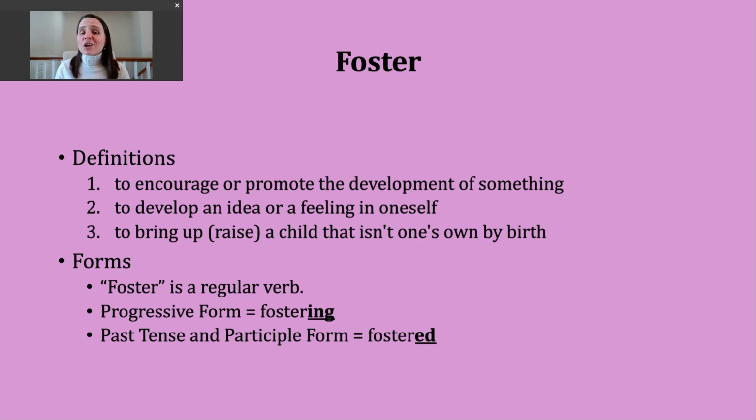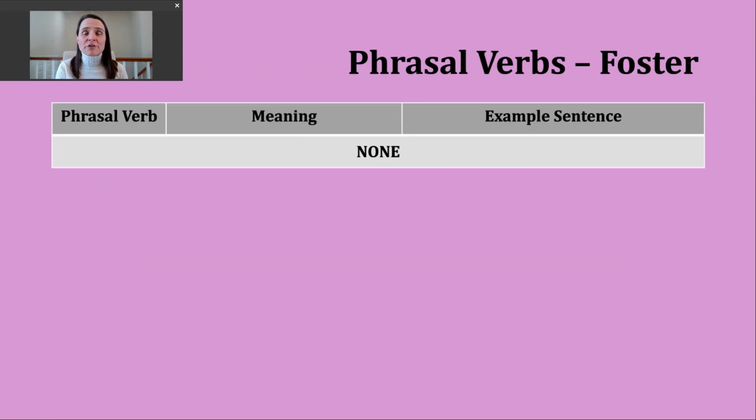You should know that foster is a regular verb. To make the progressive form, all we need to do is add ing to form fostering. The past tense and participle forms of this verb are made by adding ed. Our base verb, foster, ends in a voiced R sound. So our past tense ending is going to make a D sound. Fostered, fostered.